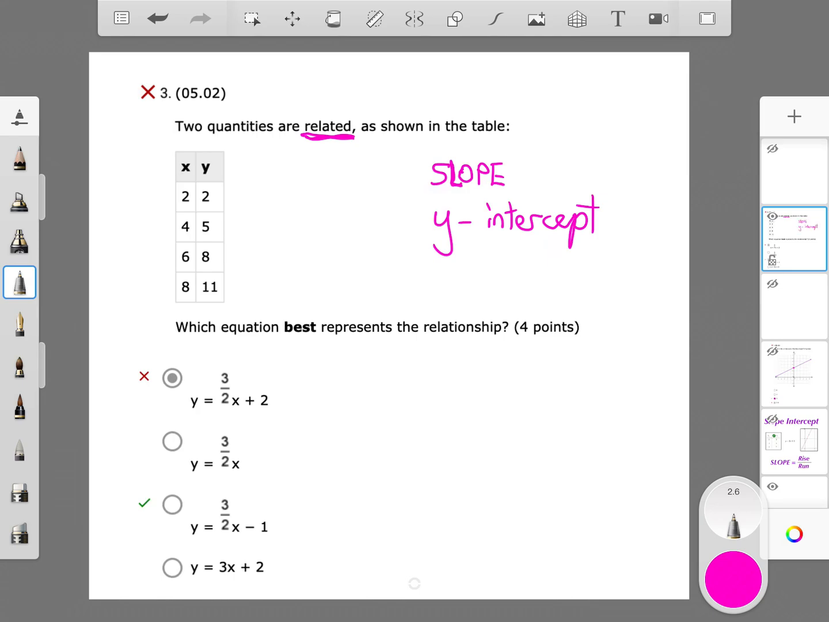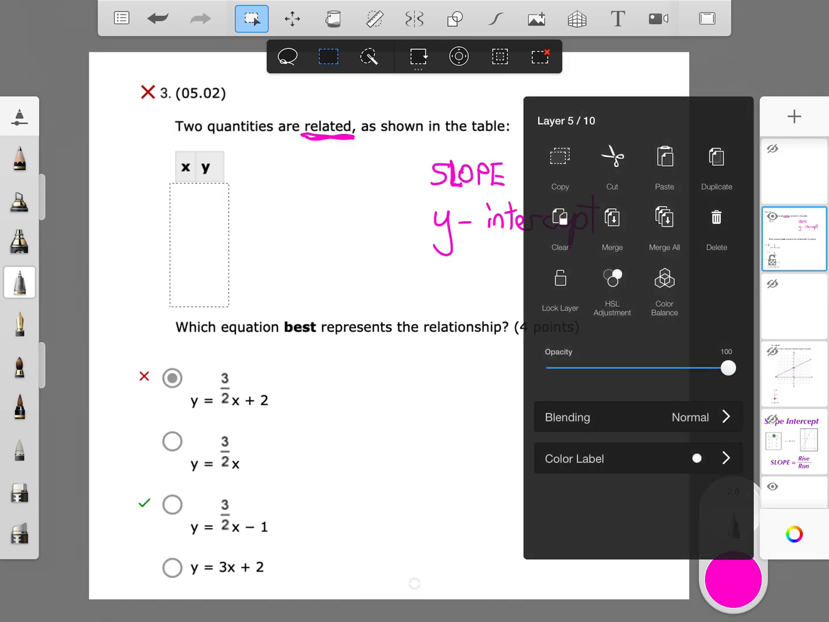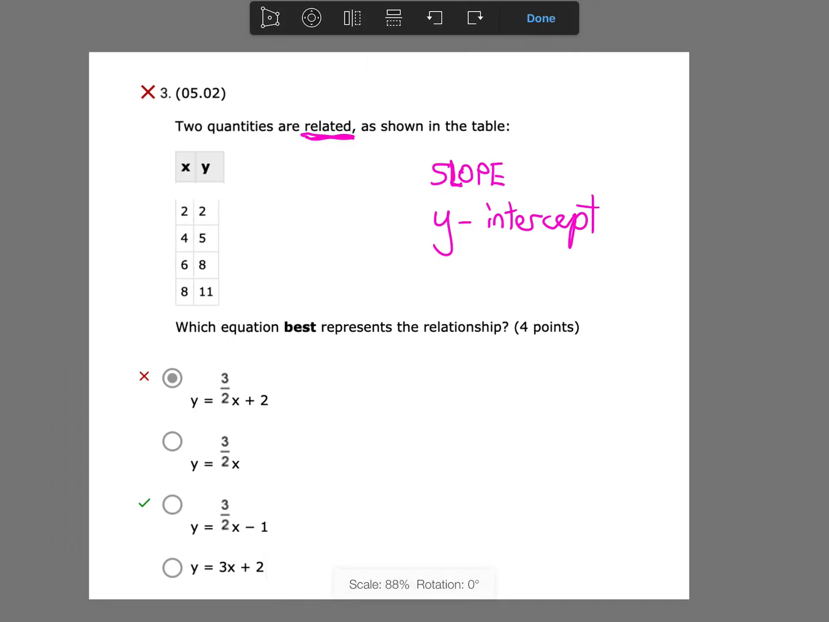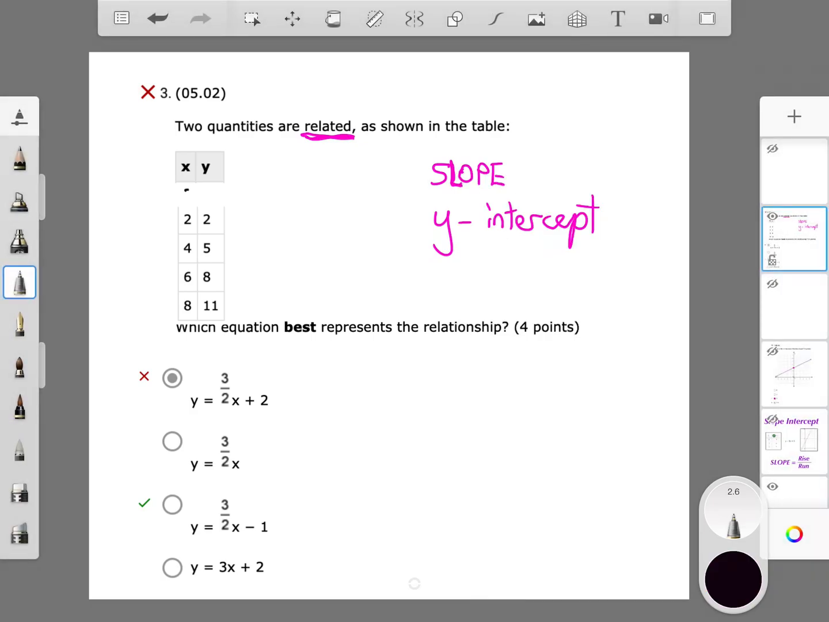All right, let's see if we can figure this out. There's a pattern to the x's right now. 2, 4, 6, 8. Okay, so we can make a pretty good guess about what y will be when x is 0. I'm going to cut this out and paste it back in, but I'm going to paste it back in just a little further down so we have some room to work. Let's switch over to black here. When x is 0, what will y be?